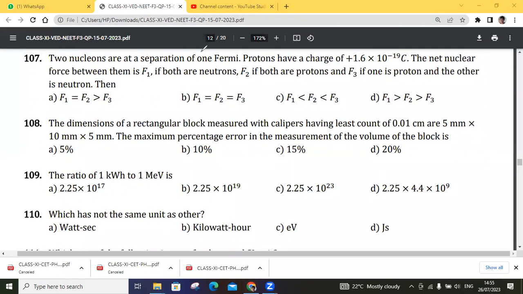Two nucleons are at a separation of 1 Fermi. Protons have a charge of, okay, net nuclear force. These are nuclear forces between neutrons, between proton and neutron, and between protons. So F1 equals F2 equals F3 because nuclear force doesn't depend on charge. So these three will be equal if they are at the same separation. The separation is the same.